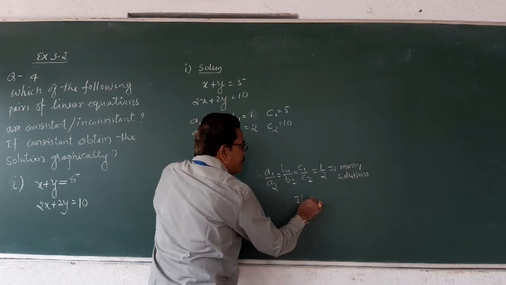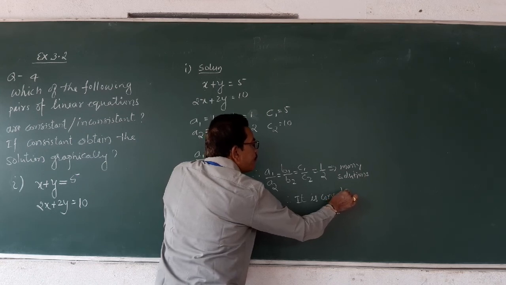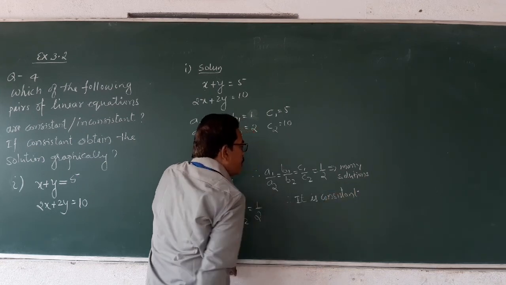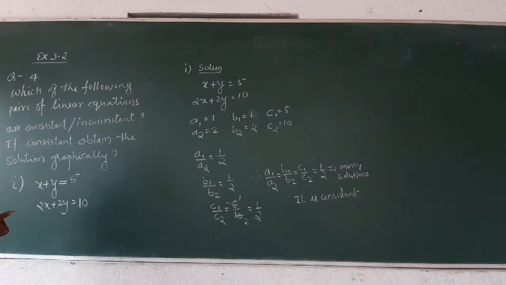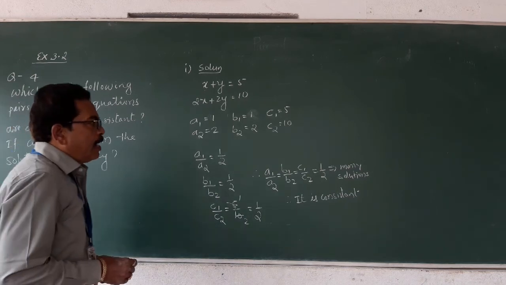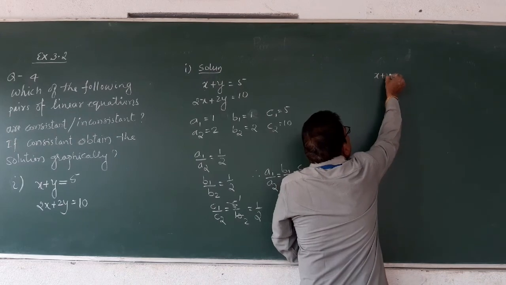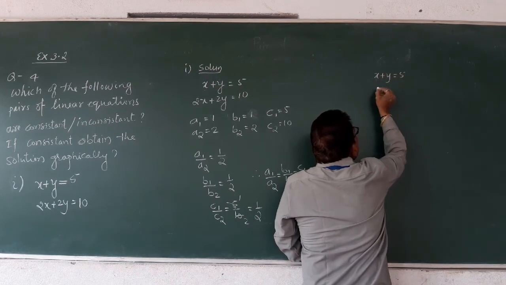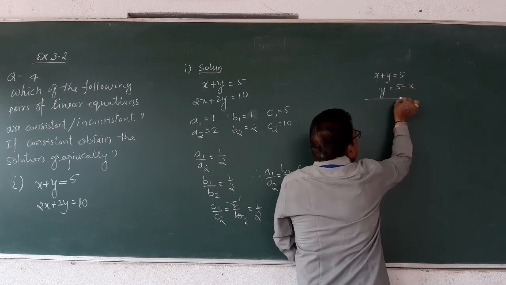Therefore, it is consistent. The problem given is consistent. So, if the lines are consistent, we have to draw the graph. We have to represent the equation graphically. Okay, let us find the tabulation. x plus y equals 5, therefore y equals 5 minus x.